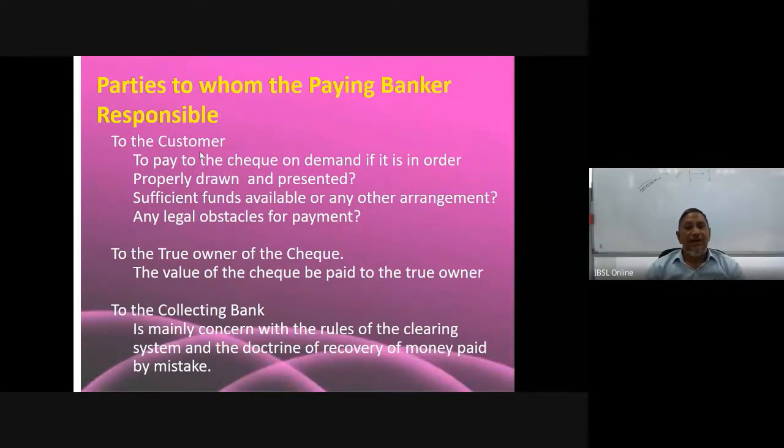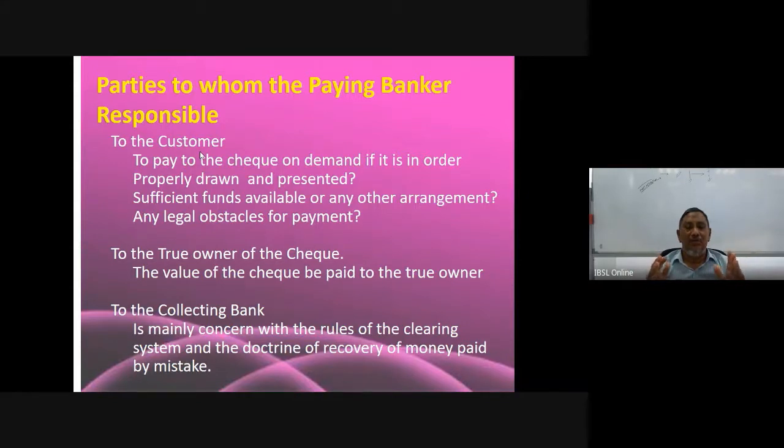Now, the paying bank is responsible to the customer to pay the cheque on demand if it's in order. On demand means on the due date. That means a post-dated cheque does not become payable on demand. A cheque presented within 6 months of being drawn is a cheque in order. Otherwise, the cheque is not in order. It should not be stale. That means after 6 months, the cheque is stale. When the validity has expired, it should be submitted within the validity period. It must be on demand, properly drawn and presented. The cheque has to be completed with all statutory requirements.